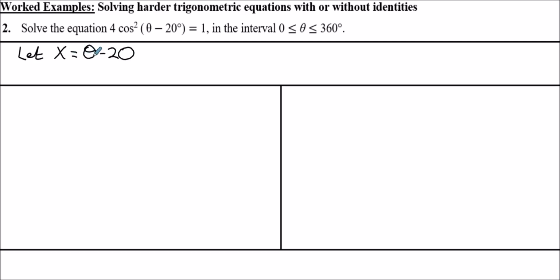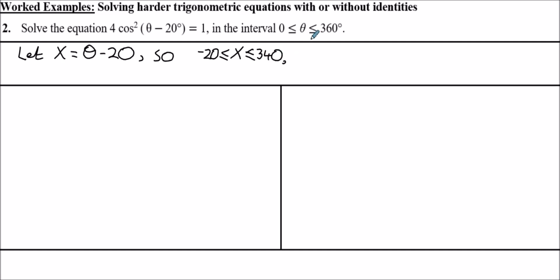Now this is going to have a few implications here. If big X equals theta minus 20, that changes the limits on what we're looking for big X to be. So for theta, we want theta between 0 and 360. But if big X is whatever theta can be with 20 knocked off, we knock off 20 from this lower limit and the upper limit too. So the lower limit for big X is 0 minus 20, which is obviously minus 20. And the upper limit will be 360 minus 20, which will be 340.